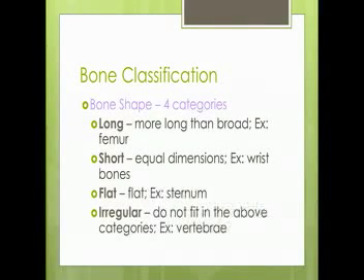We can actually classify bone using 4 main categories. The categories include long, short, flat, and irregular. These categories are based on the shape itself. Long bones, as the name implies, are more long than they are wide or broad. So for instance, the femur is an example of a long bone. Short bones are equal in not only length but width, relatively equal in length and width. Classic example of that are the wrist bones and certain bones of the ankle and foot.